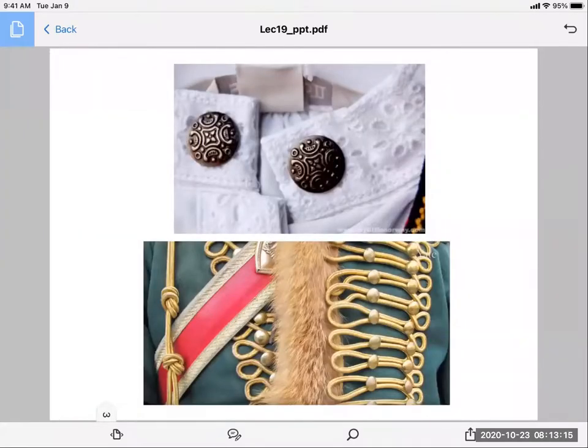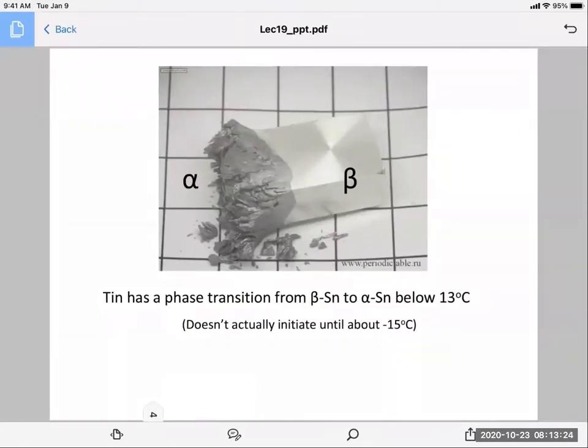Urban legend would have it that the French army back then was equipped with uniforms having tin buttons. And tin has this interesting property where the form of tin we're mostly familiar with, the one that exists at room temperature, is this whitish or silverish beta tin shown on the right. But if you get to cold enough temperatures, thermodynamically at about 13 C or below, it should transform into alpha tin, although in practice this occurs at much lower temperatures, about minus 15 C. Once tin transforms from beta tin to alpha tin, it loses its more metallic properties. It becomes extremely brittle and almost chalky. So it basically disintegrates.